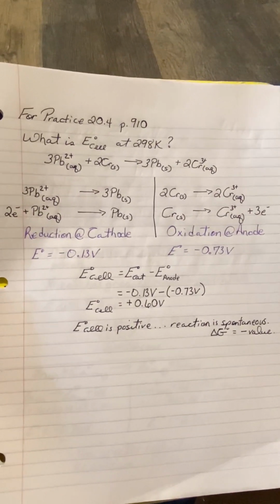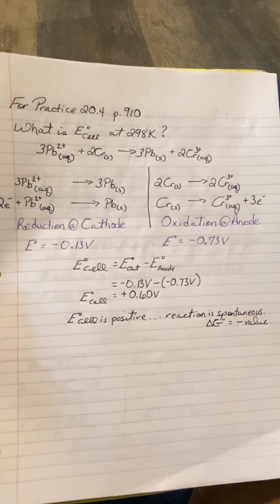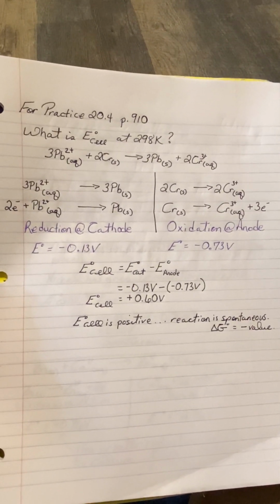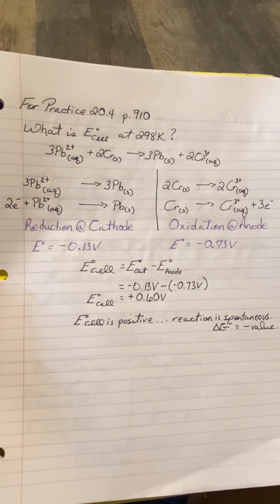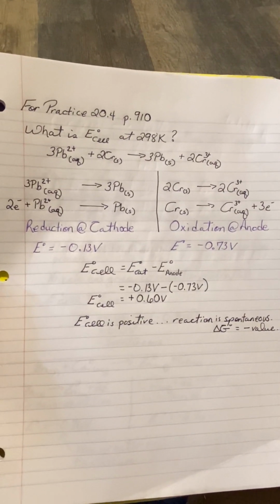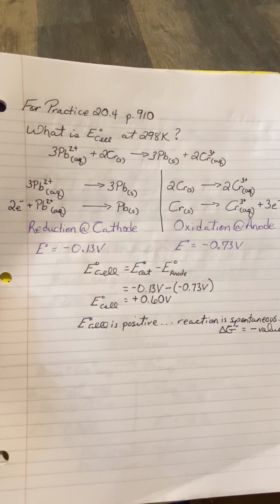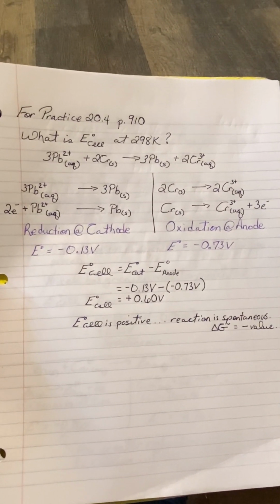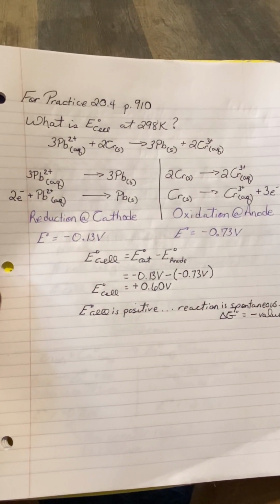Now, to get these potential values, this negative 0.13 volts and negative 0.73 volts, just turn a couple of pages back in your book and you'll find in chapter 20 a reference table with electric reduction potentials. When you refer to that table, those values are written as reduction potentials, not as oxidation potentials. Leave the values as you find them. Do not change the signs. Do not flip the reactions.